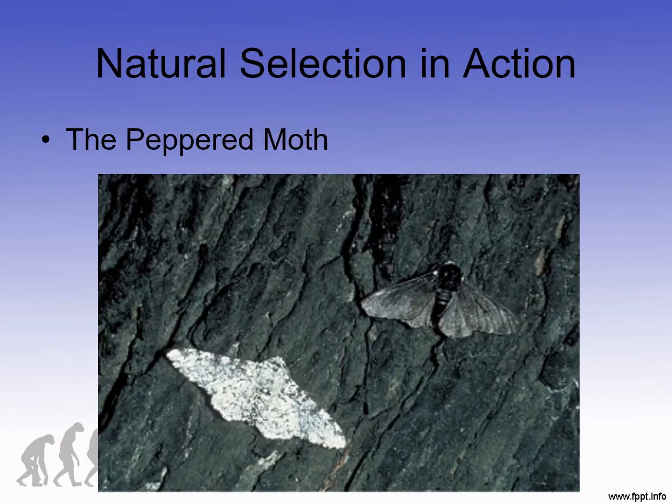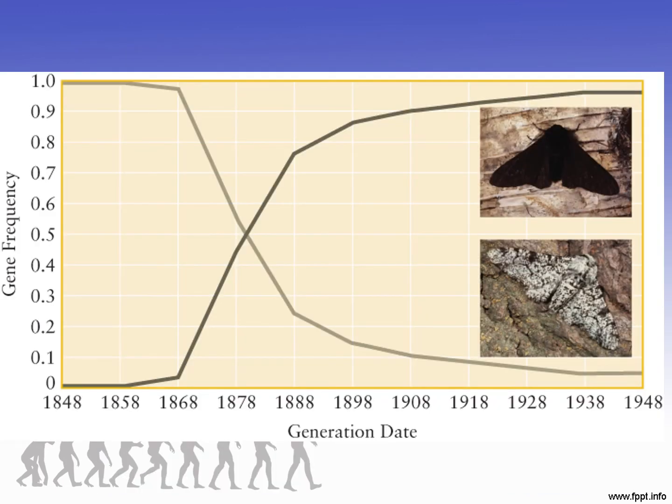If we look at another example of natural selection in action, we have the case of the peppered moth, right? We actually see two peppered moths here on this tree. One of them is closer to what the original peppered moth looks like, that speckled one down at the bottom. And the peppered moth up at the top that seems to blend in more is the one we see more commonly today, right?